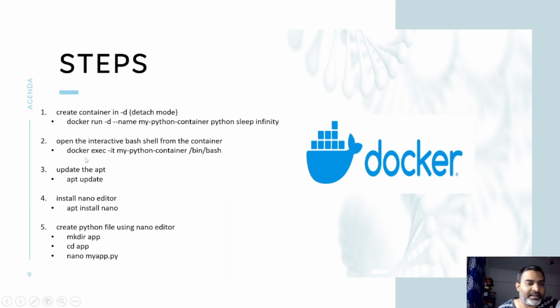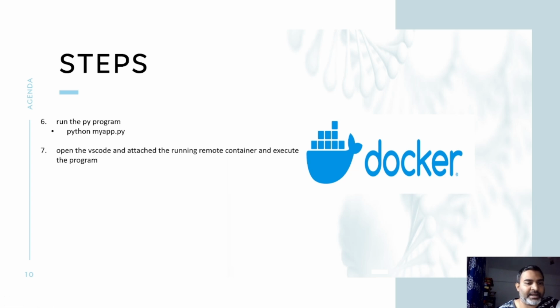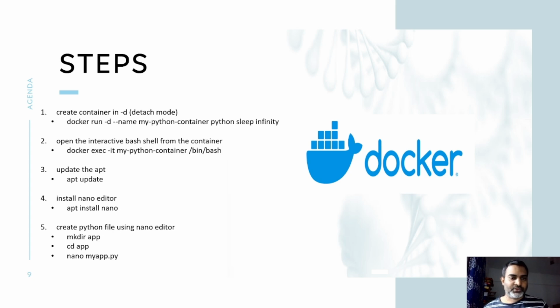Then we are going to execute this container and open it in interactive mode, inside the bash shell. Then we will use the apt command to install the Nano editor, and using the Nano editor we'll create a Python program. Then we will compile this program, and thereafter we'll see how we can open this program in Visual Studio Code. So now let us do one thing.